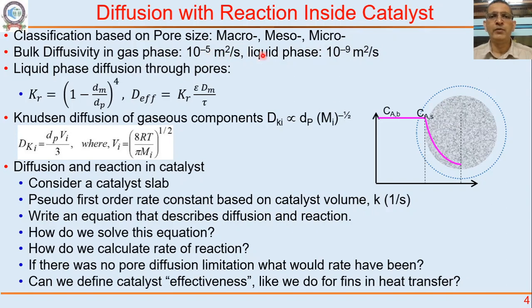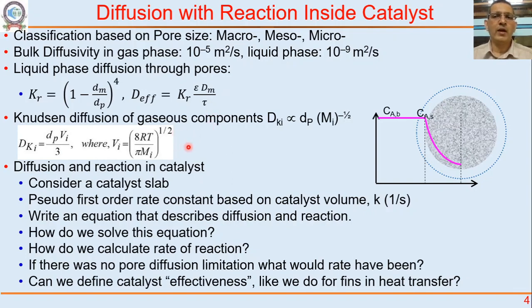It is not that for every gas it will be 10 raised to minus 5, or for every liquid it will be 10 raised to minus 9. It depends on the temperature, the nature of the liquid, viscosity of the liquid, and so on and so forth. When the reactant is diffusing through these pores, if we have liquid phase diffusion, we typically account for that in terms of the restrictive factor. And if it's a gaseous component, we define it typically in terms of Knudsen diffusion. Recall how we had calculated this in our previous lecture.